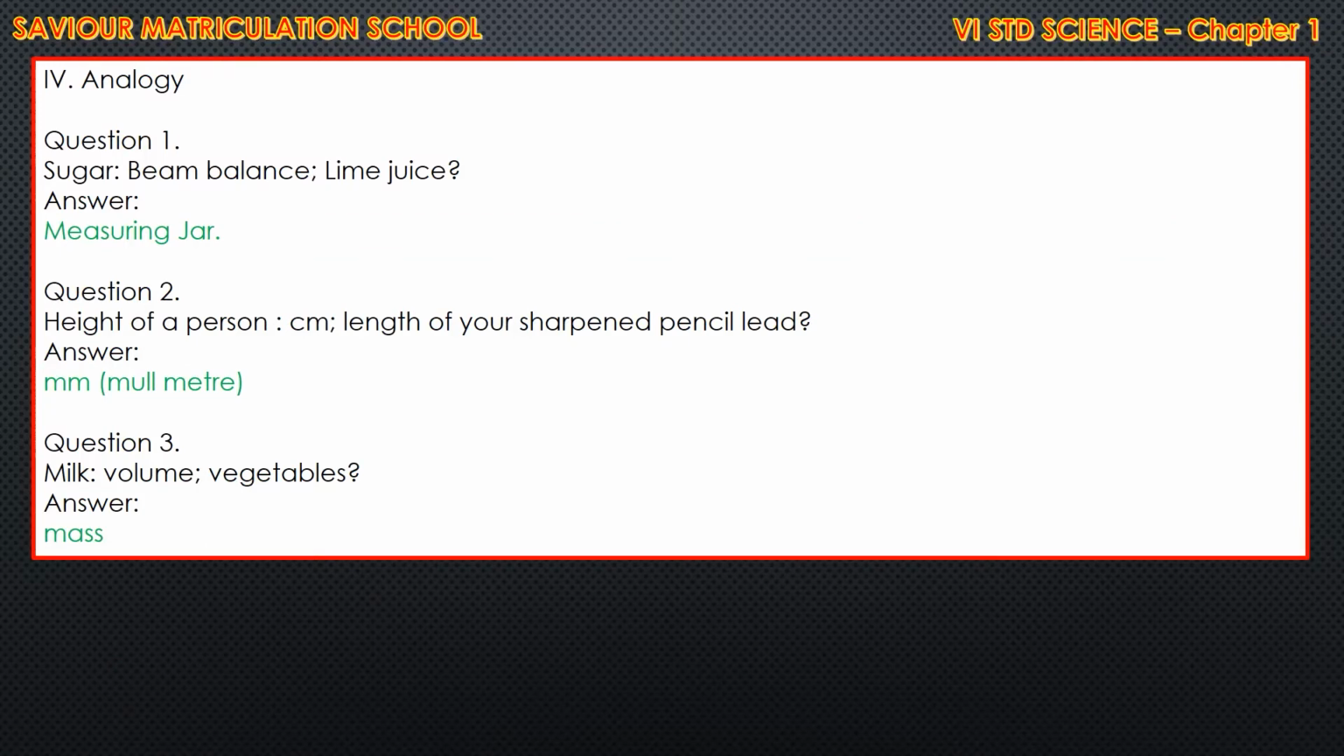Then Roman number 4, analogy. That is the first one they have asked. Sugar is beam balance we use, and for the lime juice the answer is measuring jar. Second question, height of a person we measure in the centimeters, while the length of a sharpened pencil lead is in millimeter. Then question 3, milk volume, and for the vegetables we measure in mass.